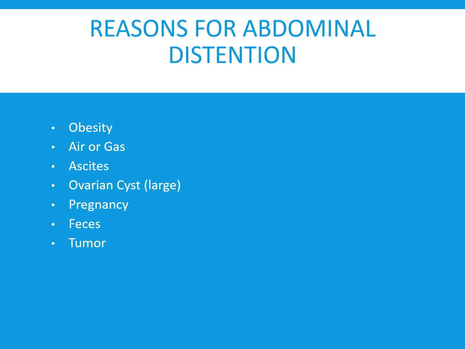Reasons for abdominal distension or swelling would be obesity, so it could just be adipose tissue. Air or gas is most of the time a really huge culprit. Ascites would be fluid in the abdomen from diseases. Ovarian cyst, pregnancy, feces, so constipation, stool backup, and then even tumors.